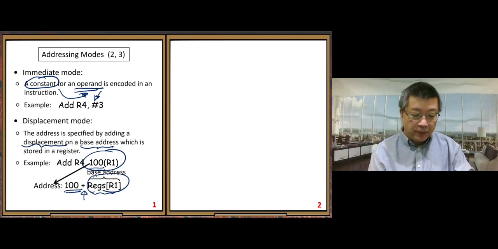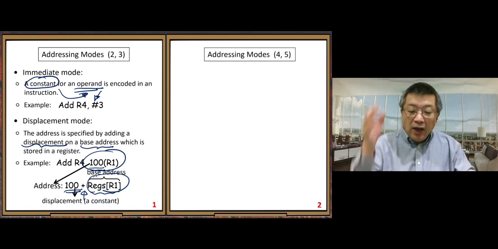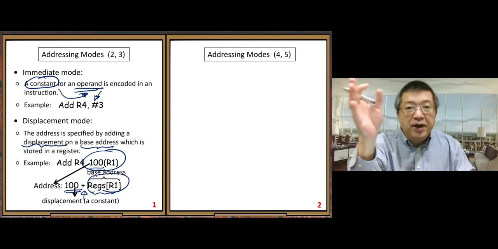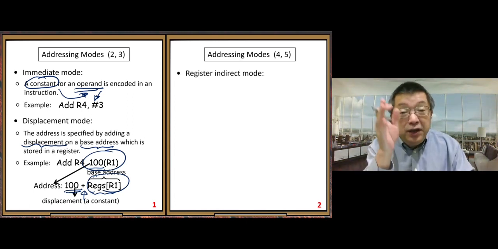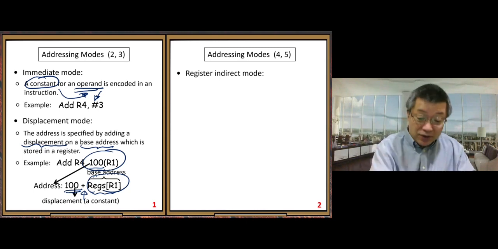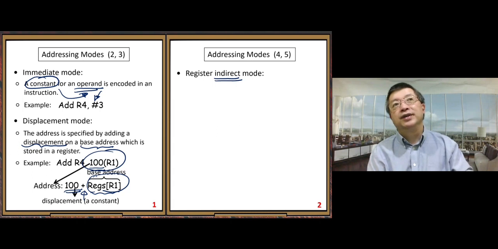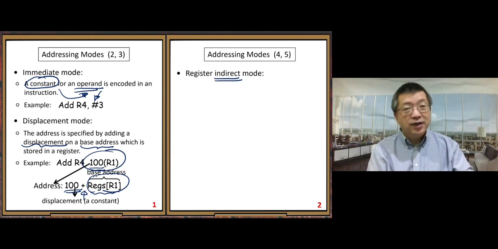All right. Next one. Addressing modes number 4 and number 5. Number 4 is called the register indirect mode. Register, but indirect, not direct. So register indirect.